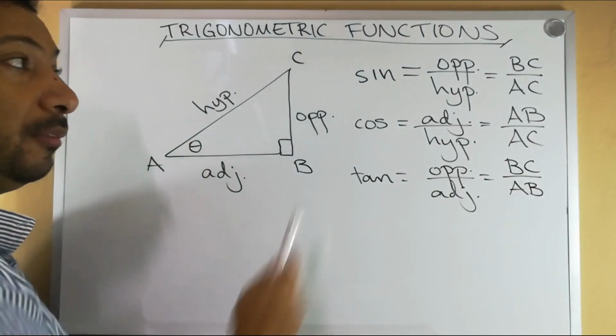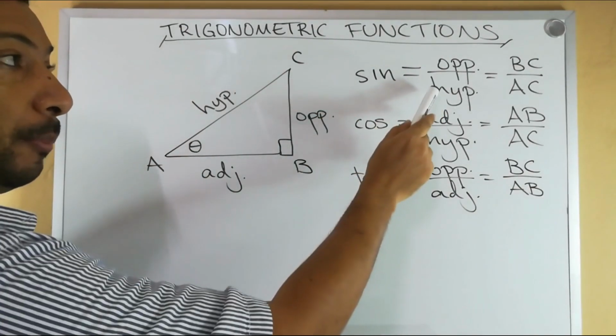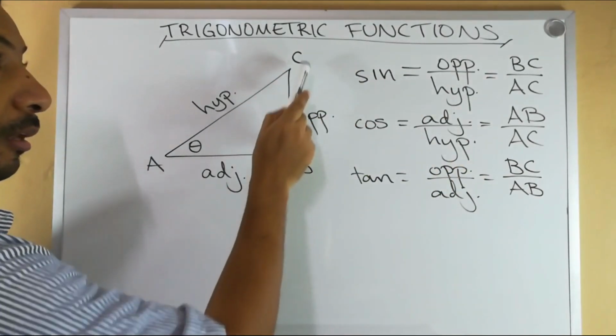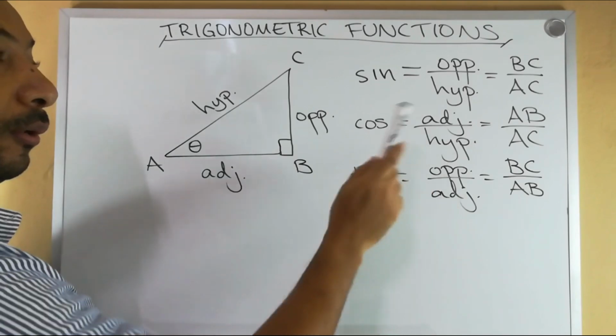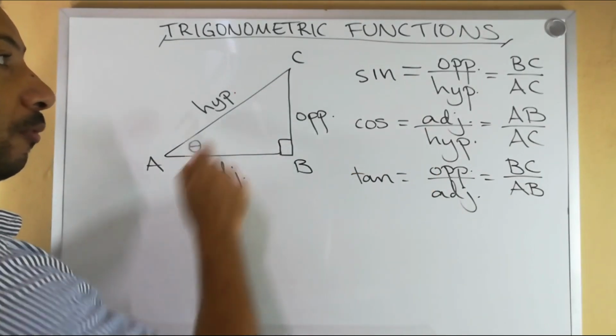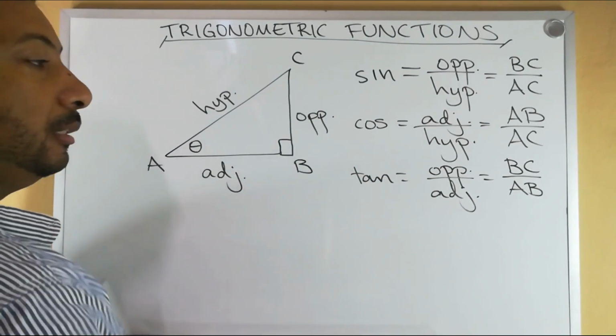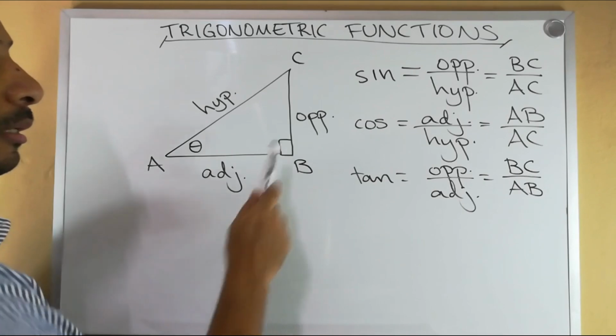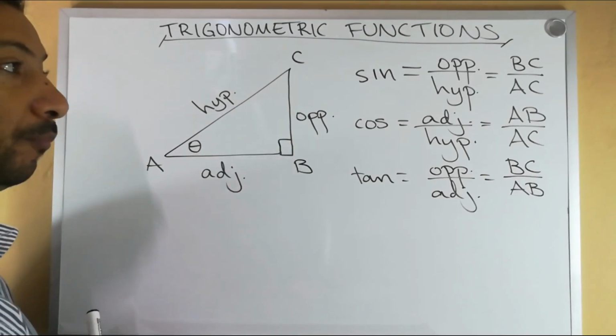So here we have that the sine is the opposite over the hypotenuse, which is BC over AC. The cosine is adjacent over hypotenuse, which means that it is AB over AC. And the tangent is opposite over adjacent, which would be BC over AB.